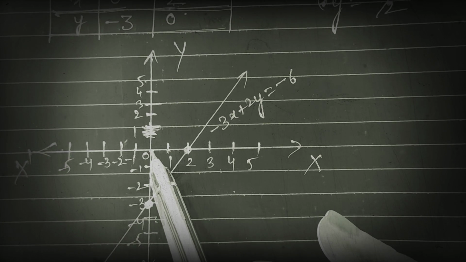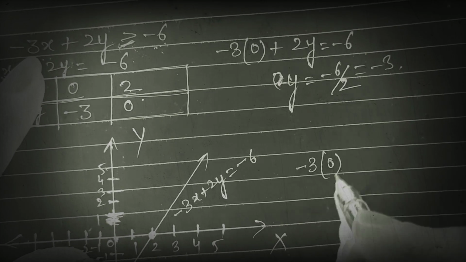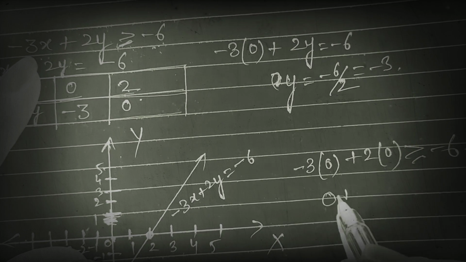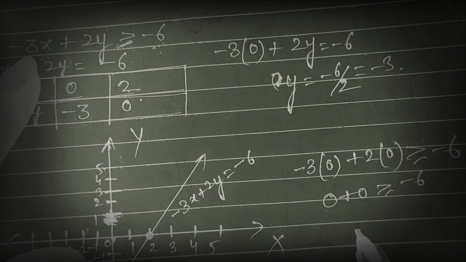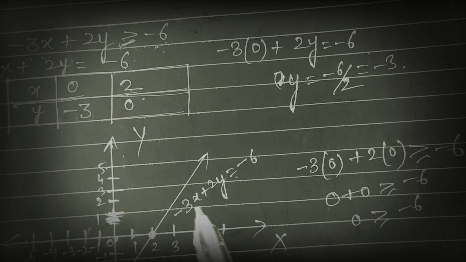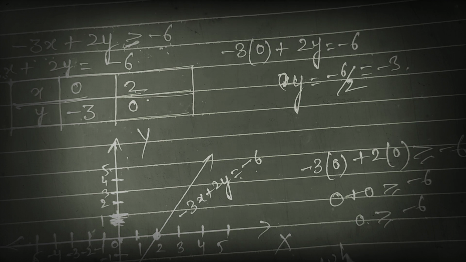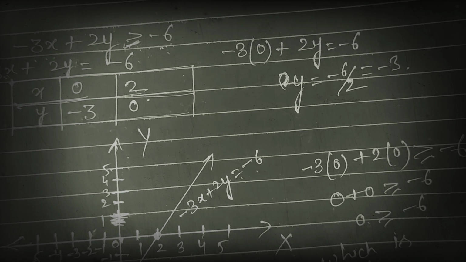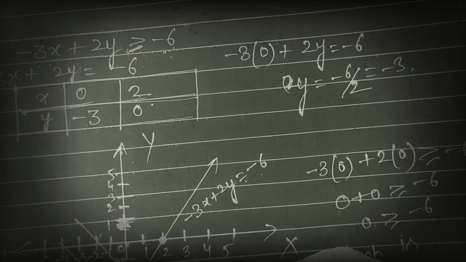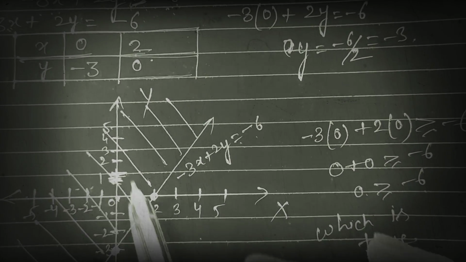Now I am taking again (0, 0) at the place of x and y. So -3 into 0 plus 2 into 0 is greater than or equal to -6. Check it. 0 plus 0, it is greater than or equal to -6. 0 is greater than -6. The equality sign is also here, so this line shows equality. But 0 is greater than -6. Yes, which is true. That means the shaded region is towards the origin in this half plane. Okay or not? This half plane.